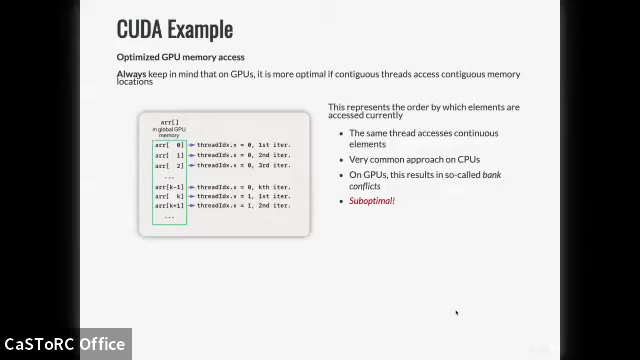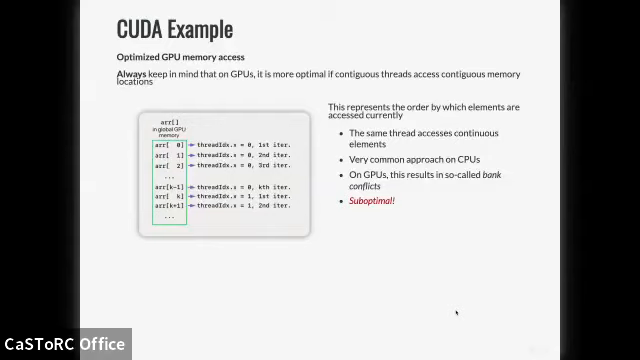This is a very common approach of how you would program a parallel implementation on a CPU. If you're familiar with OpenMP, this is what you do. A thread gets a chunk of memory, another thread gets a far away chunk of memory, etc. On GPUs, this is the opposite of what you should do.